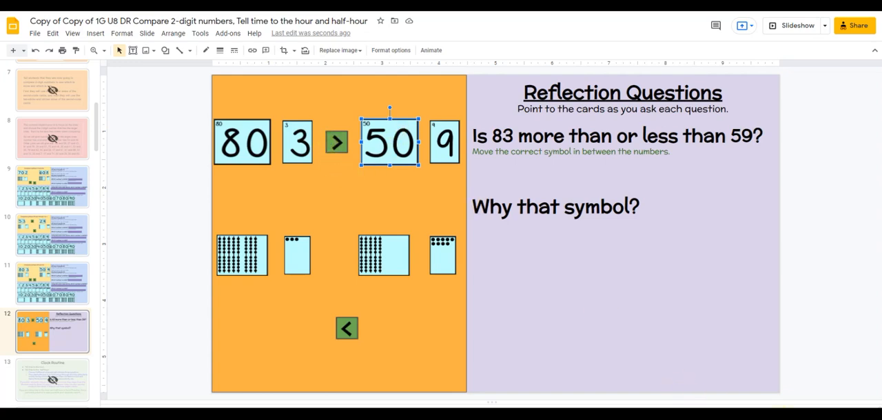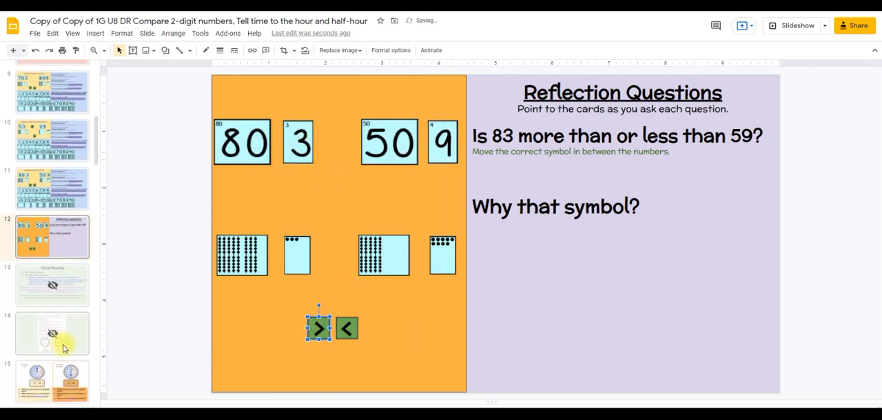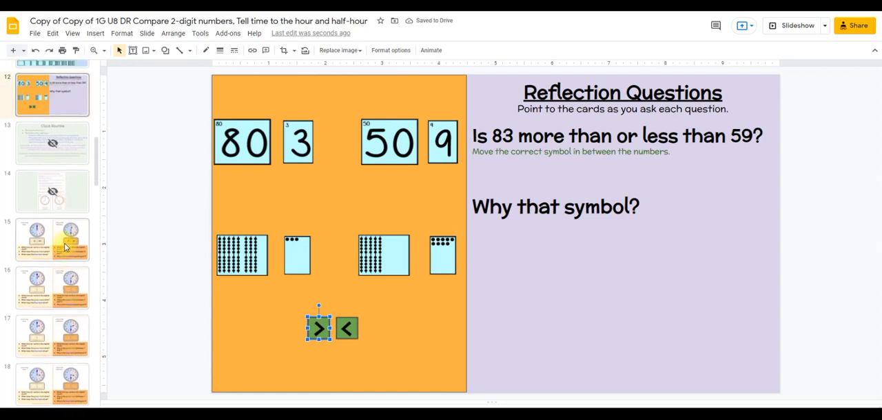A lot of people use the alligator, which is fine as long as we always restate the comparison the way that it's supposed to be said. So we don't just want that symbol there and they don't really know what it means. So we would always say because 83 is more than 59. And then we'll start to use greater than or less than, of course, as we get into the upper grades. Then you're going to get to the clock routine.